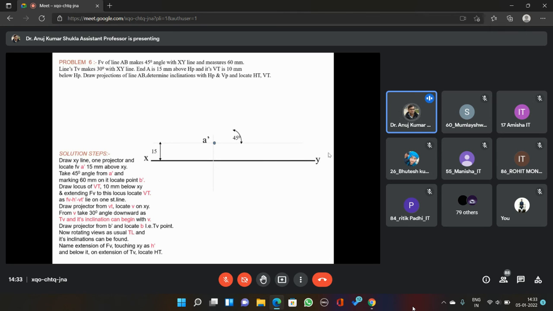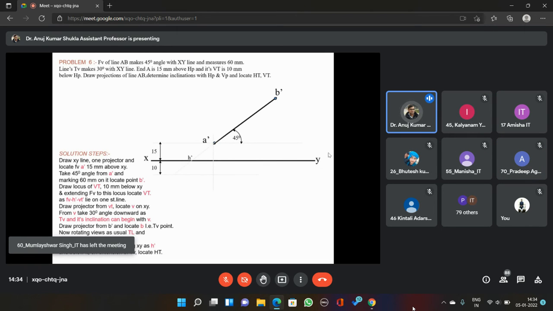You know the location: 15 mm above the HP and 45 degrees. So it will be A prime, B prime. What will it be, front view or top view? Front view. Very good. Now 10 mm down. You can get the HT: extend it up to H prime, and then also extend up to this point, and you will get the VT. And then this is called V. I'm moving very slowly. This is AB, this is the top view.